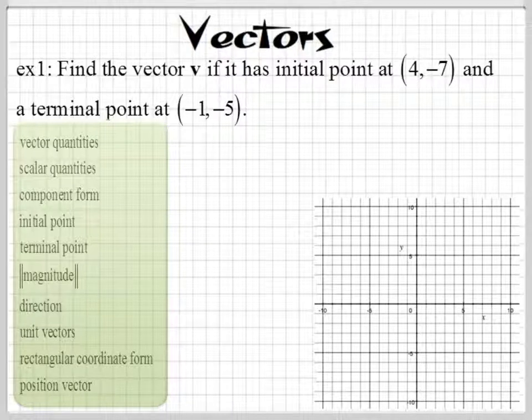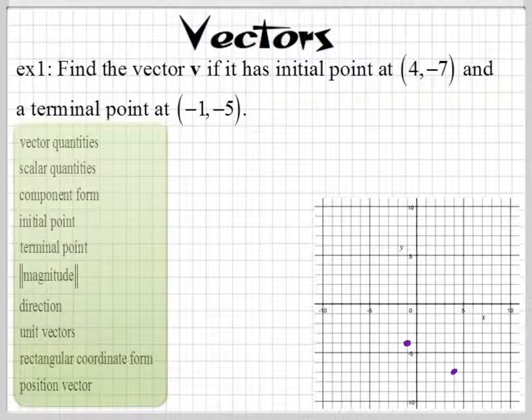Let's take a look at this first one. Now this vector is not at the origin. If it was at the origin, it'd be called the position vector. But we'll soon find out that this vector is still going to be the same as the position vector. So let's graph them. We have (4, -7). We go over 4, down 7. We have a point right there. And then the other one is (-1, -5), and so we have a point right there.